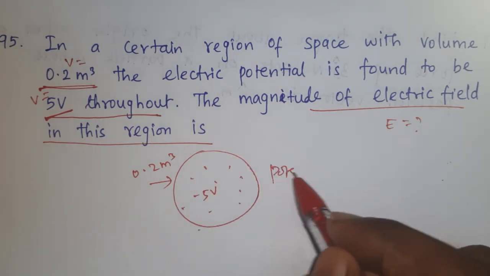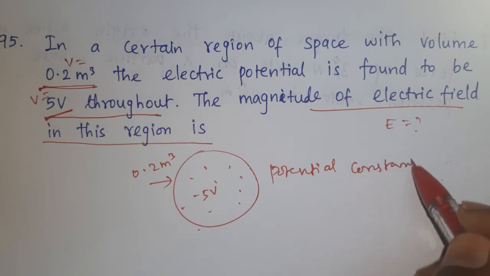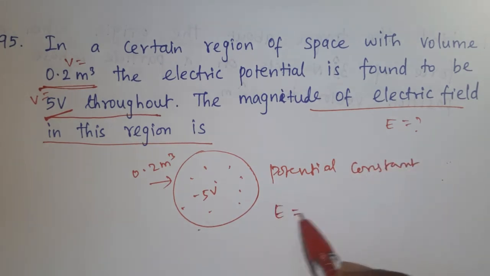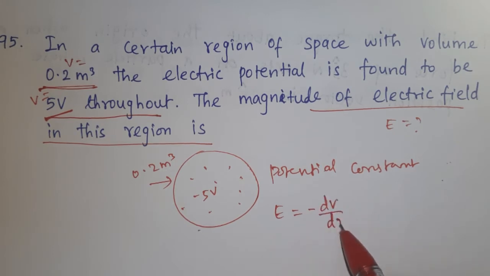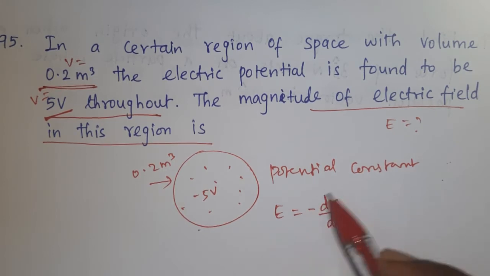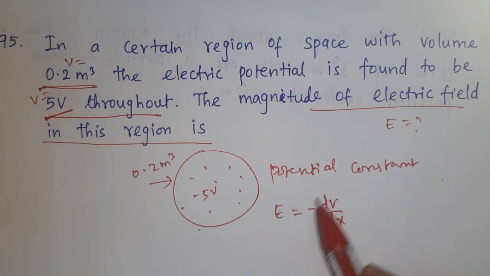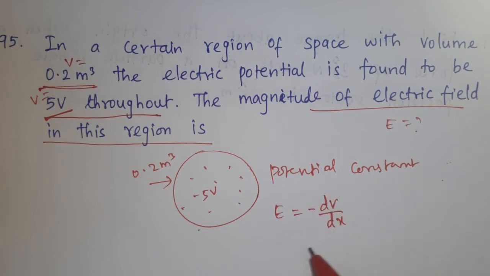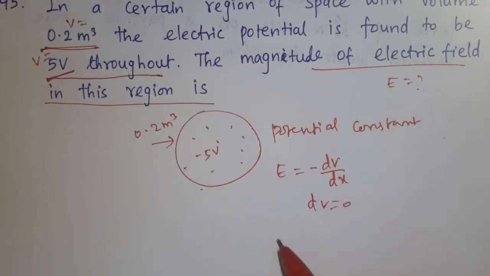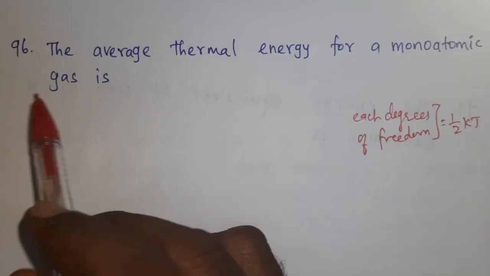So potential is constant. If potential is constant, then electric field is 0 because electric field is the negative potential gradient. So here dV is the change in the potential. There is no change in the potential. So V potential is constant. If potential is constant, dV is 0. If dV is 0, electric field is also going to be 0. This is the answer.